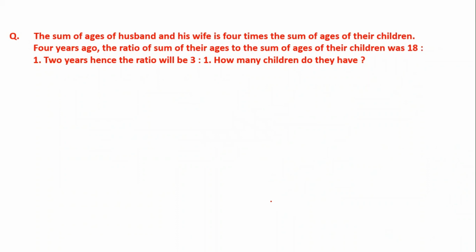The sum of the ages of a husband and his wife is 4 times the sum of the ages of their children. 4 years ago, the ratio of the sum of their ages to the sum of the ages of their children was 18 is to 1, and 2 years hence the ratio will be 3 is to 1. How many children do they have?